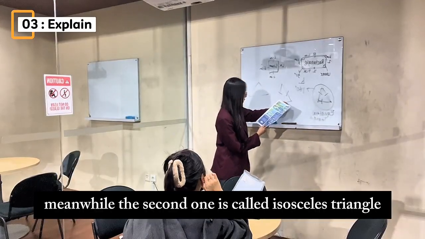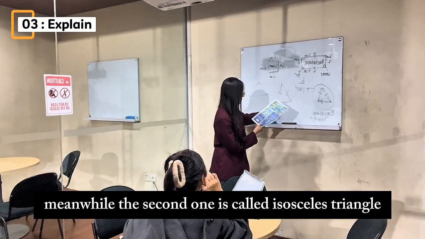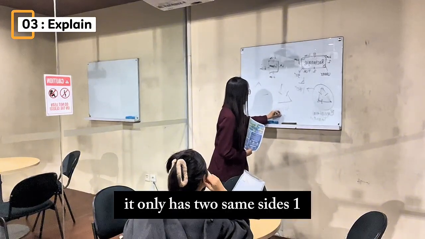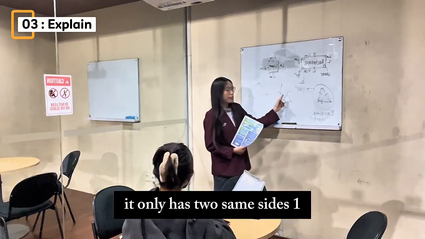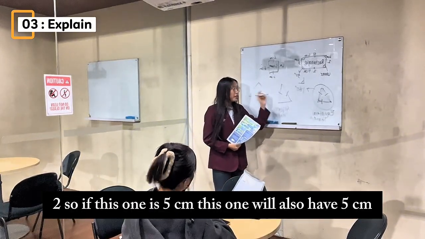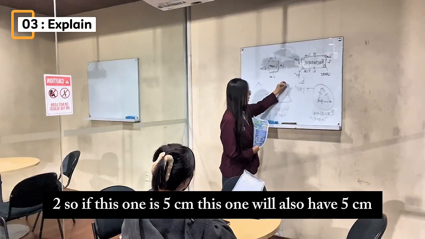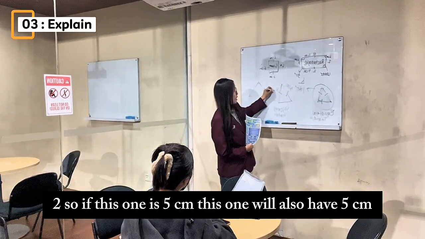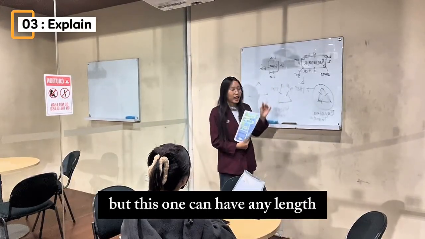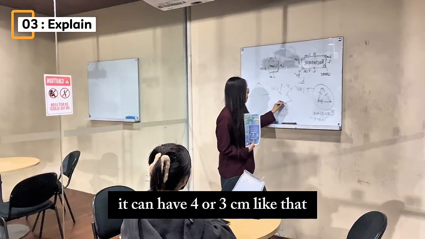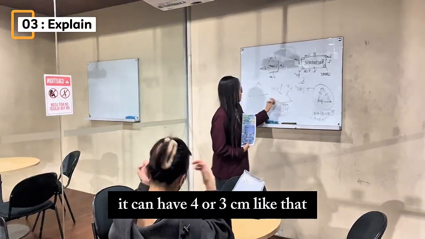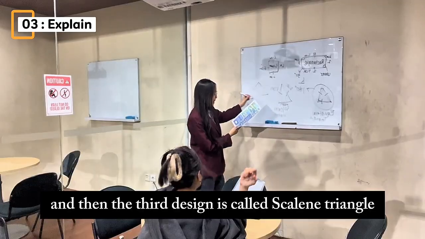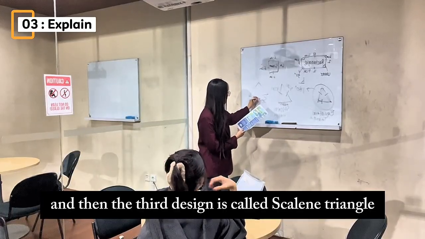Meanwhile, the second one is called isosceles triangle. It only has two same sides. 1, 2. So if this one is 5 centimeters, this one will also have 5 centimeters. But this one can have any length. It can have 4 or 3 centimeters. Like that. And then the third one is called scalene triangle.